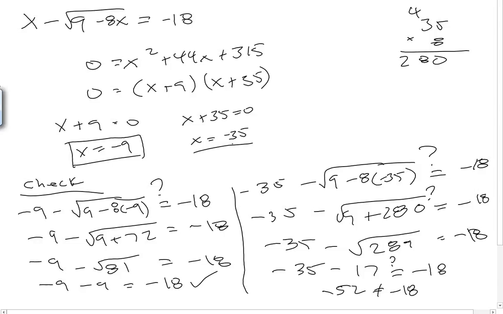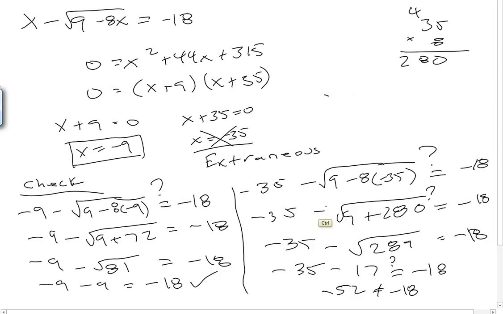So this negative 35 is an extraneous solution. It's an extra solution that shouldn't have shown up. Why did it show up? Because if I took the square root of 289 and I had gotten positive 17, negative 35 plus 17 would have been negative 18. But remember, when you square both sides, you take something that's potentially false and make it true. That's the same thing that's happening in this step.